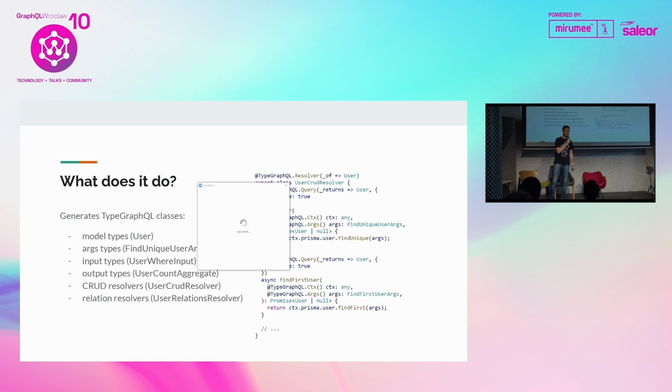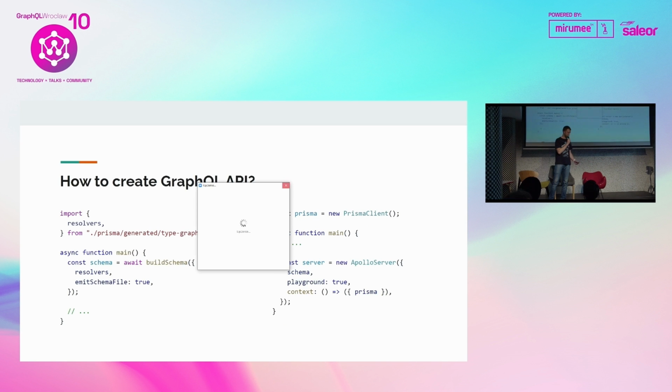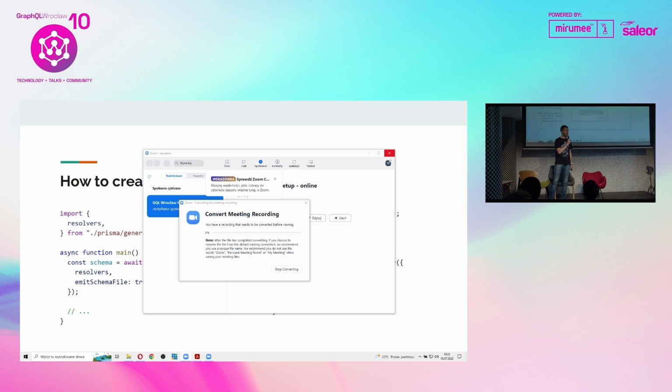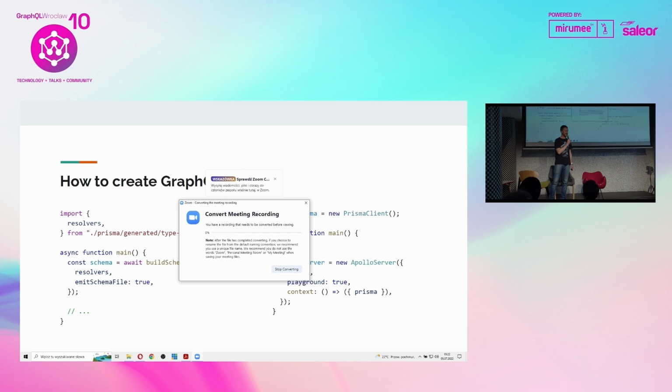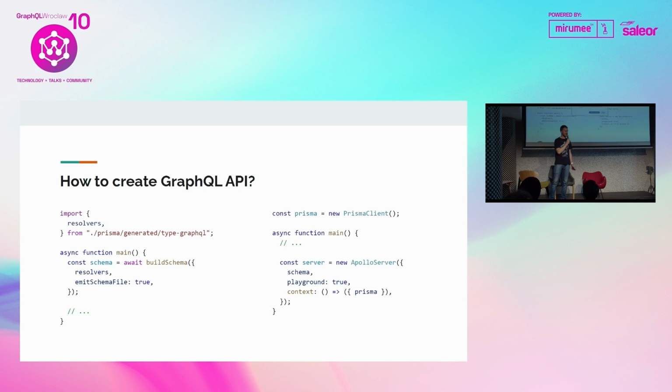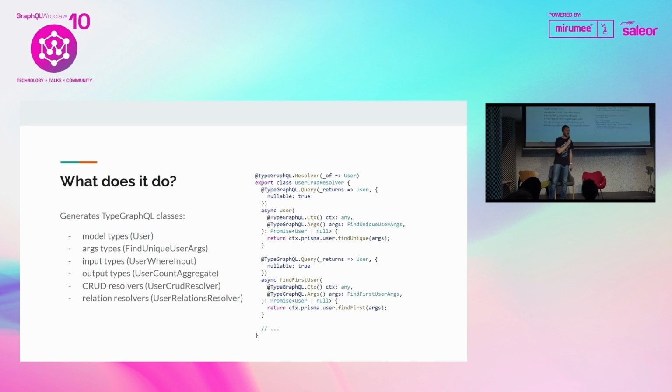So we can see on the right the user CRUD resolver class with all the TypeGraphQL decorators like context, args, and we can see that it uses the Prisma client from the GraphQL context to execute the operation on the database.